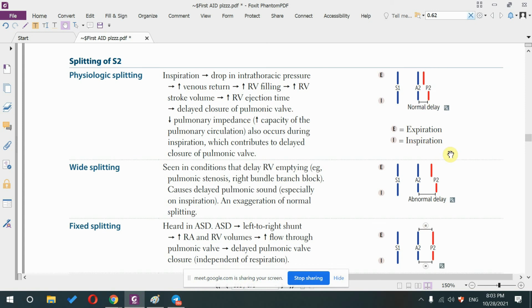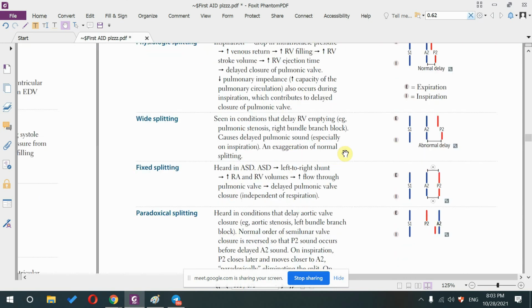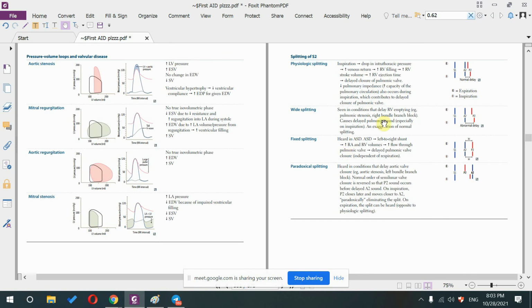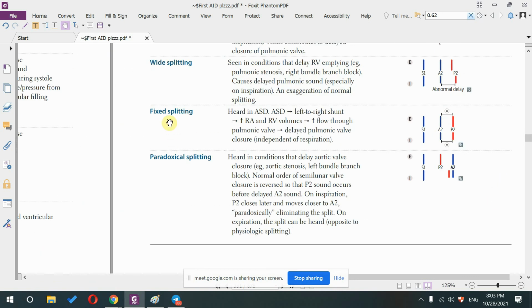Okay, now let's speak about the pathological stuff. All of what I just said, that was normal. So now let's make it abnormal. To be truthful with you guys, from this page, they always ask the same question. It's about the fixed splitting. But for the sake of completeness, I will explain all of them. But the most high yield one between all of these guys is the fixed splitting. This is the one that you must know because they do ask about it.